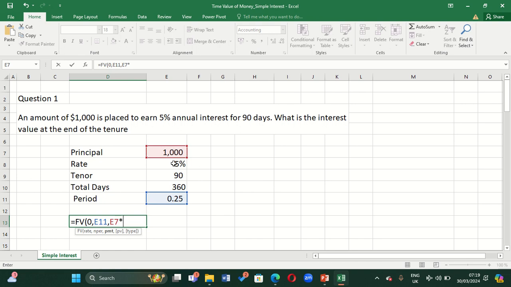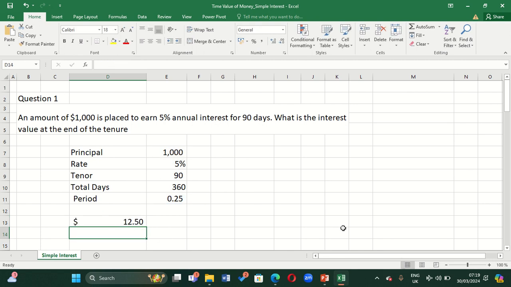Now this is our rate. But don't forget that this is simple interest, and we are looking at the present value, and this is principal, so we have to introduce minus. So at the end of the day, we have $12.50 as the interest.